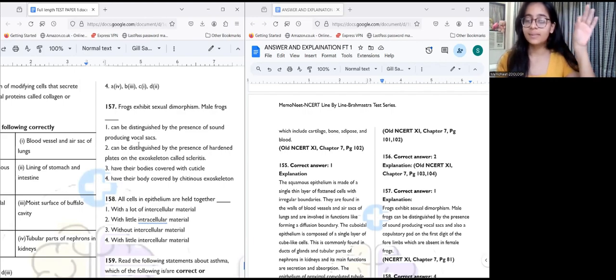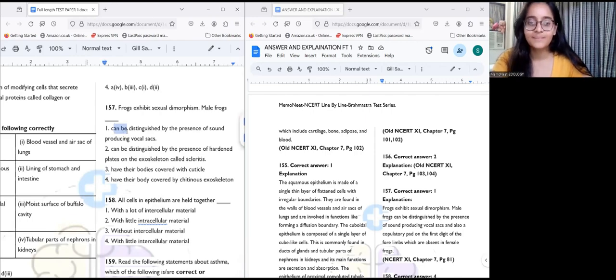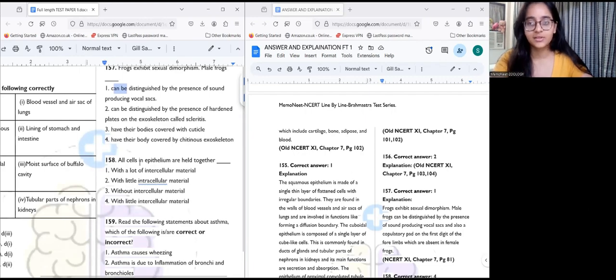So males have the presence of a sound-producing vocal sac. So that is why the correct answer is this. There's no logic behind this, but it'll be easy to remember is what I feel. So yes, I'll share it with you all.